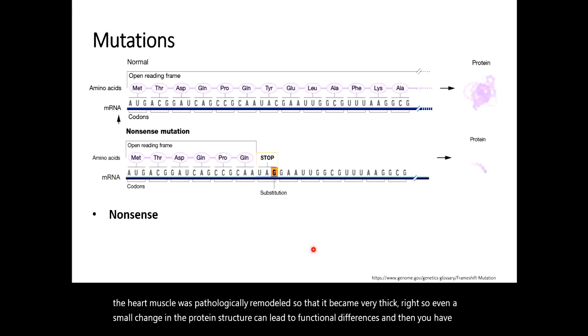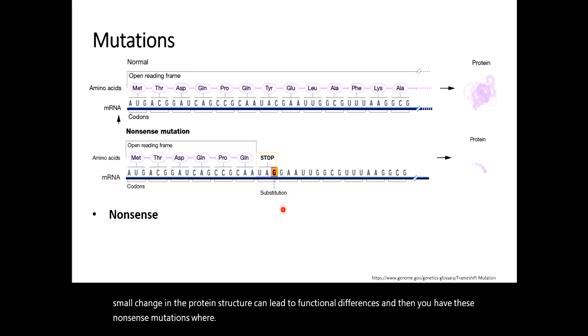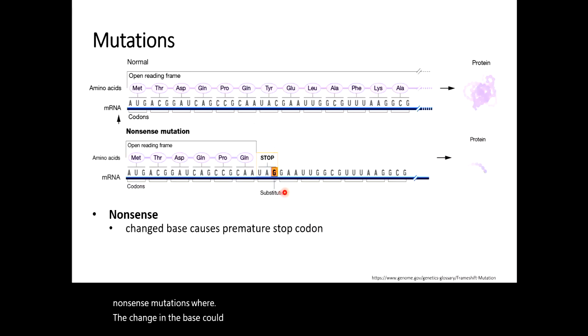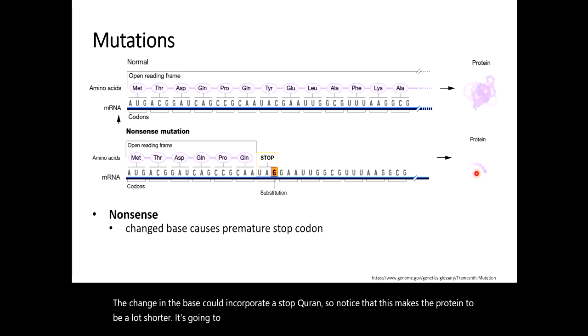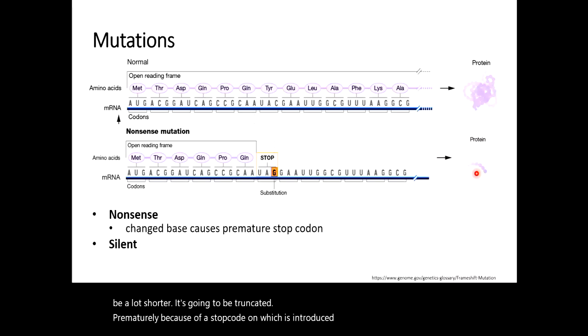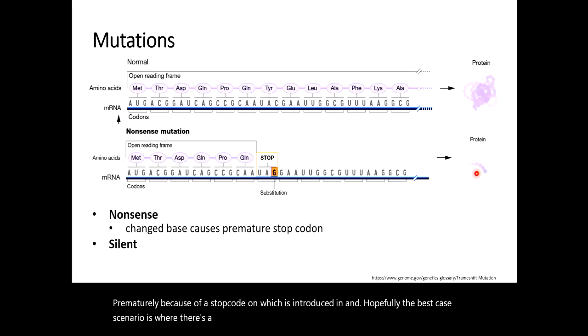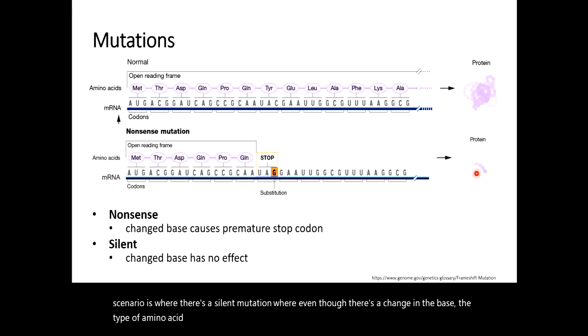And then you have nonsense mutations, where the change in the base could incorporate a stop codon. Notice that this makes the protein a lot shorter. It's going to be truncated prematurely because of a stop codon which is introduced. And hopefully the best case scenario is a silent mutation, where even though there's a change in the base, the type of amino acid which is encoded by this modification is the same, right? So assume that this modification happened at base number 3, and the type of amino acid encoded was no different, right? So that's the best case scenario.